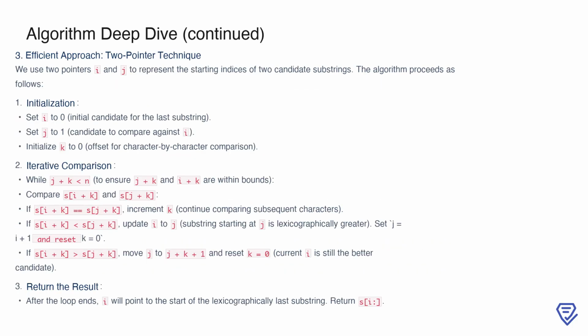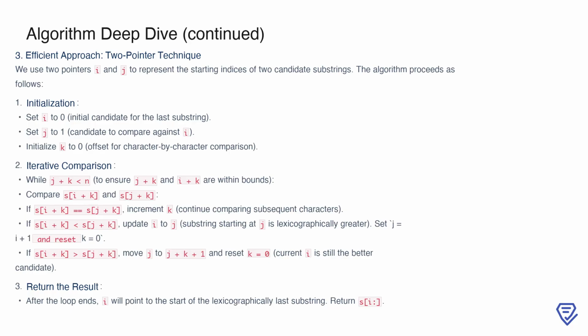To implement this efficiently, we use a two-pointer technique. Here's how it works. We use two pointers i and j to represent the starting indices of two candidate substrings. Initially, i is set to 0, representing the current best candidate for the last substring, and j is set to 1, representing the next candidate to compare against. We also introduce a variable k to track the character-by-character offset during comparisons.